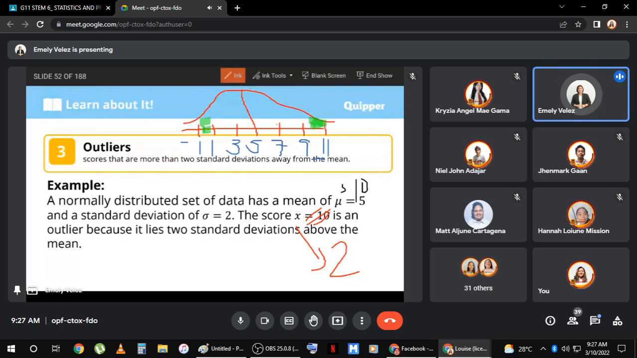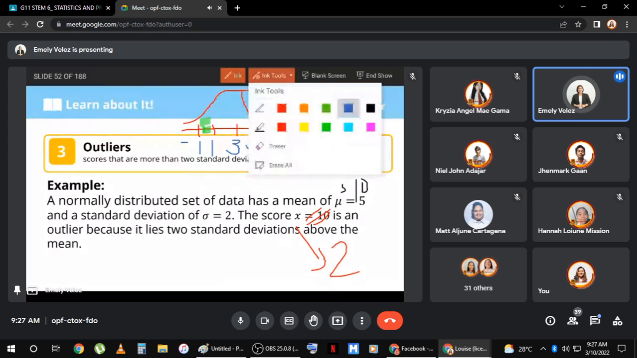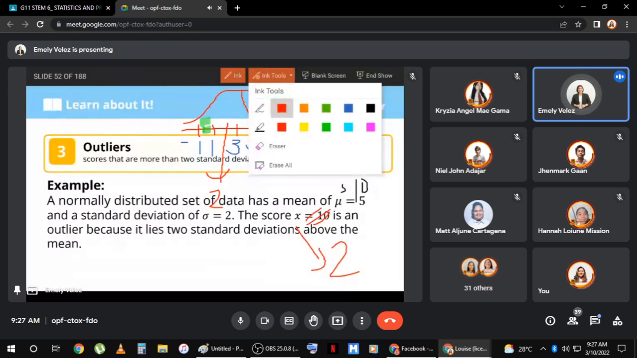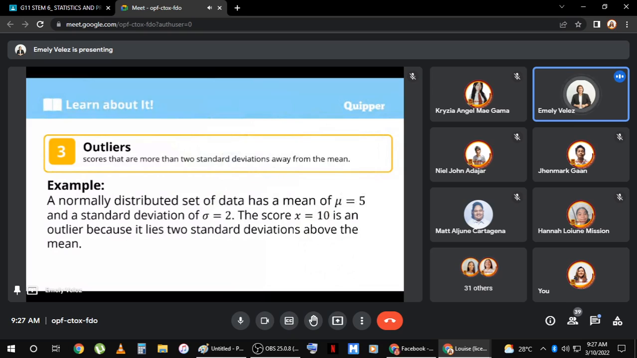Not. Okay, let's try to figure out how it is located. Since 2 is located between 3 and 1, it did not fall in the region beyond 2 standard deviations away from the mean. Therefore, we will not consider 2 as an outlier. Okay? Very good that you can identify it now.